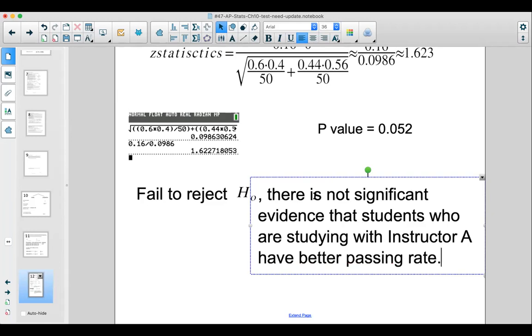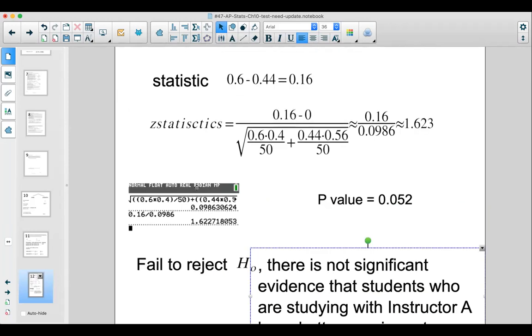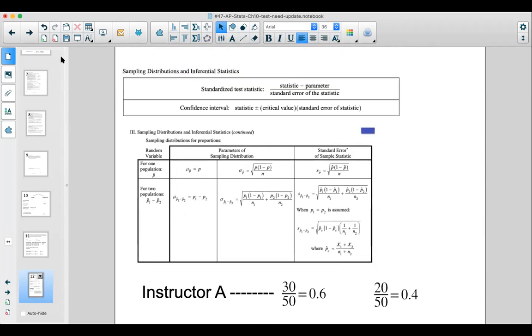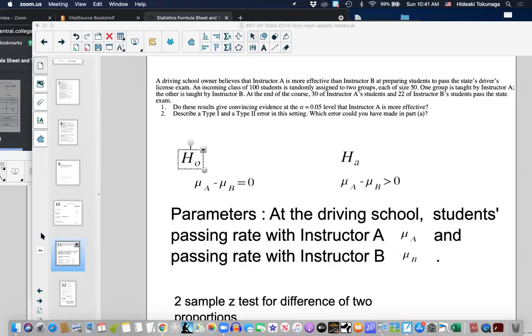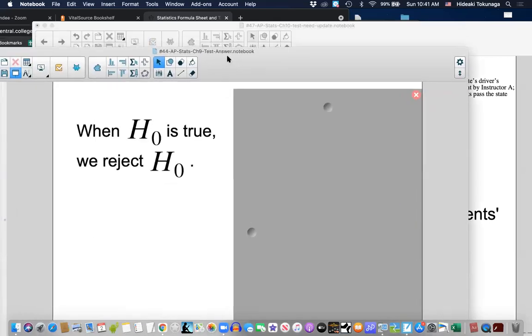Okay, so this is the whole process. The second question is kind of important, and I might ask you this: describe type 1 error and type 2 error in this setting. Which error could you have made in part A? I created a flashcard when we studied this.